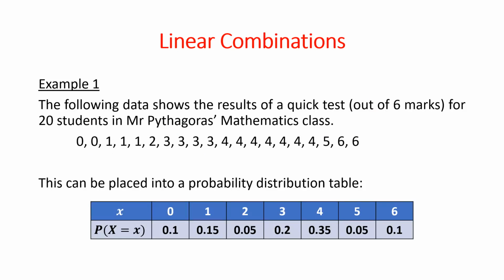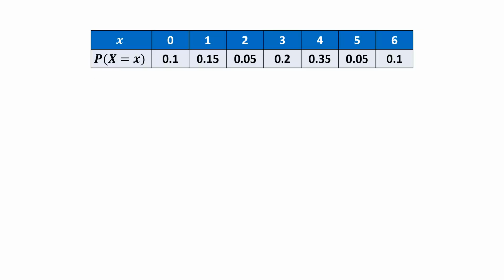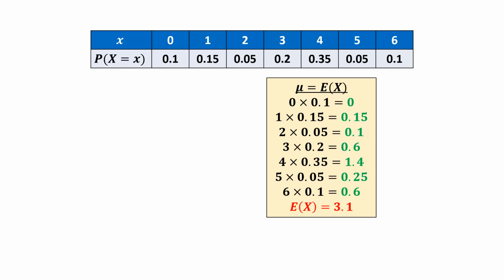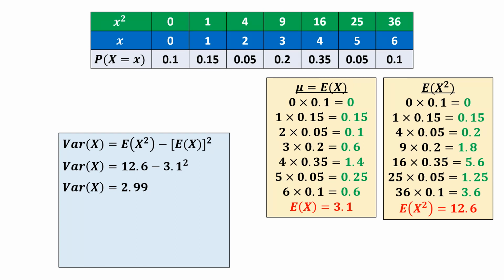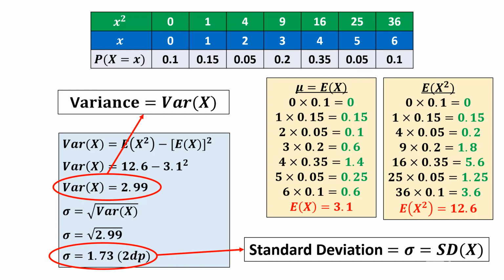Alright, example 1 comes back to Mr. Pythagoras in his maths class and the probability distribution table. We can create the mean or expected value of x by multiplying each of the values of x by the probability and adding them all up to get E of x equal to 3.1. We then showed you in a previous video how to calculate E of x squared, and we use E of x squared and E of x to calculate a parameter called the variance of x, which was 2.99, and then we can square root the variance to get the standard deviation of 1.73.